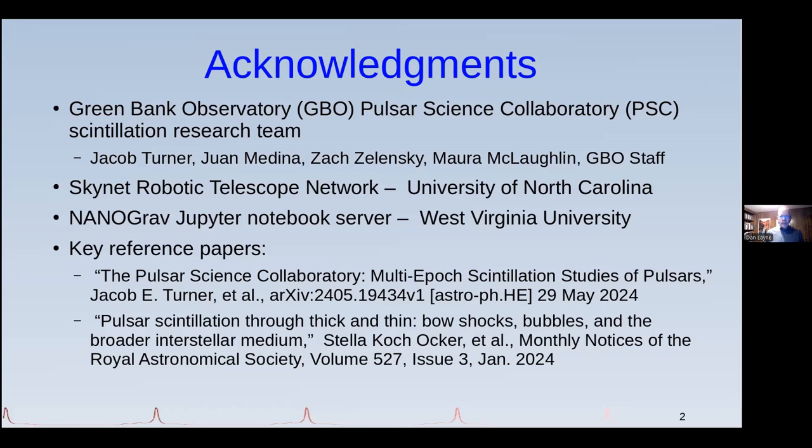We access the 20-meter through the University of North Carolina Skynet, and then West Virginia University hosts the NANOGrav Jupyter notebook server. So everything's done in Python there. And there's a couple of key reference papers here that were published last year that go into considerably more detail than I'll go into tonight.